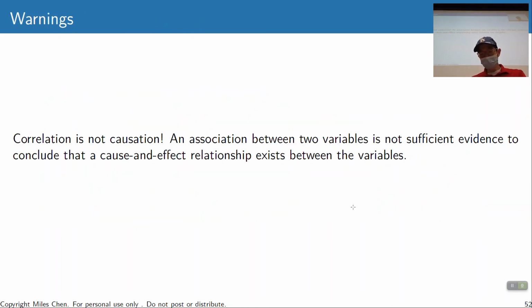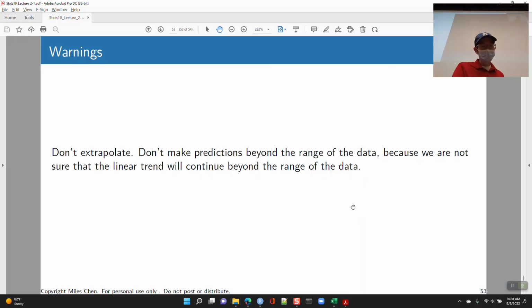Okay, final warnings. Correlation is not causation. We've gone over this a few times already today. Just because there is a trend or relationship or association between two variables doesn't necessarily mean that one thing is causing the other, okay? Or that the other is causing one. There could be all kinds of other complicated things going on. So just be careful there, okay? Another one, don't extrapolate. Extrapolating is trying to make predictions beyond where you've collected data, okay?